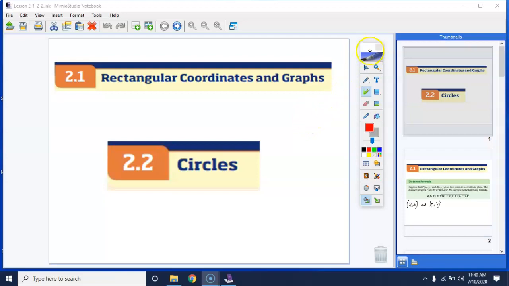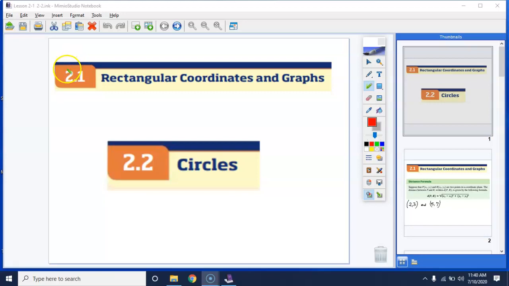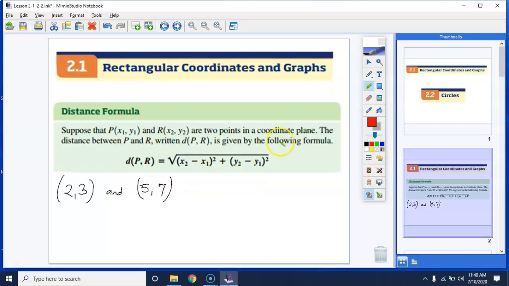Hello everyone, in this video I'm going to teach lesson 2.1 and lesson 2.2. Let's start with lesson 2.1, rectangular coordinates and graphs.